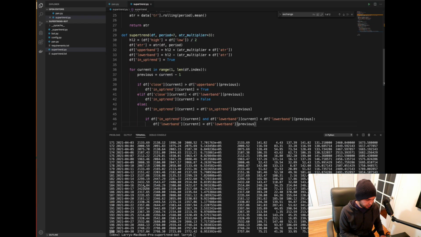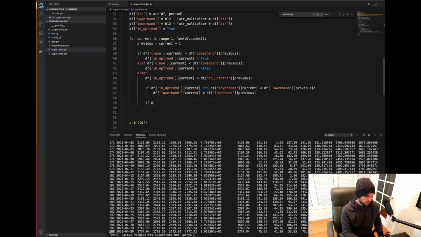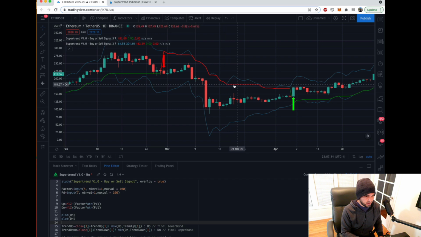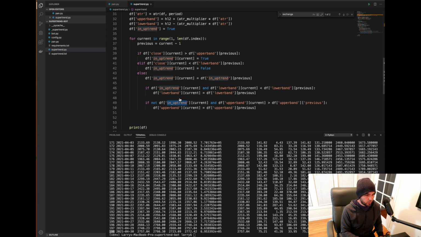And then likewise, on the flip side, what we can do is say, if not, so if we're not in an uptrend, so if not df in uptrend current, remember we're looping through, we're iterating over the data frame, and df upper band current is greater than df upper band previous, then df upper band current equals df upper band previous, okay? So this is just doing this same flattening here. So we're saying if we're not in an uptrend, so we're in a downtrend here, and we're saying if the upper band's current is greater than the upper band previous, right?